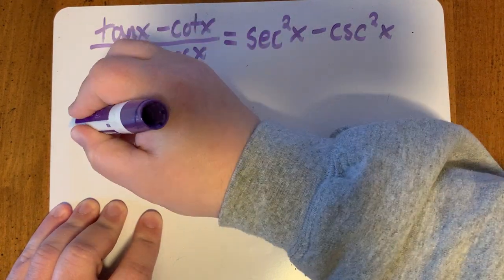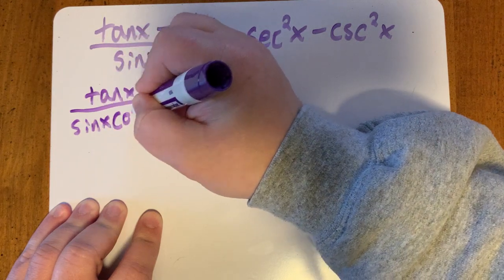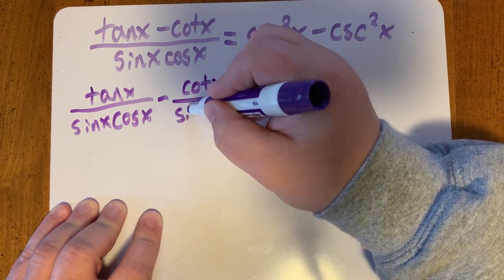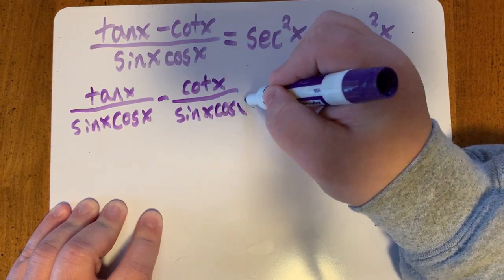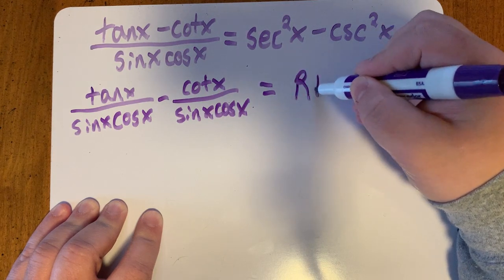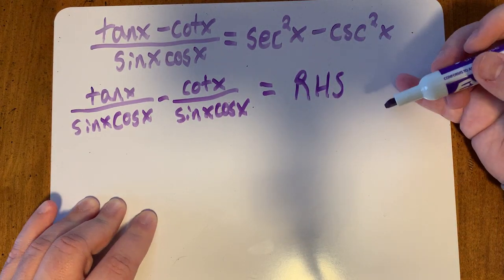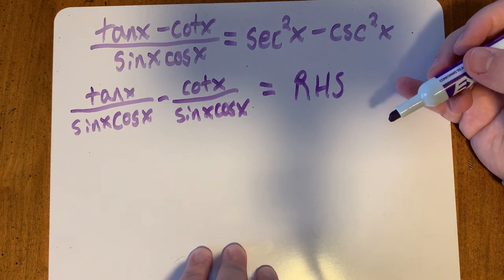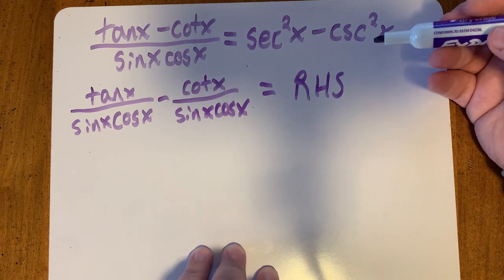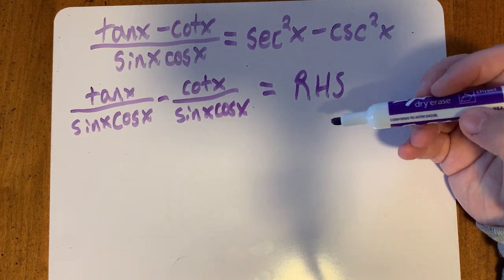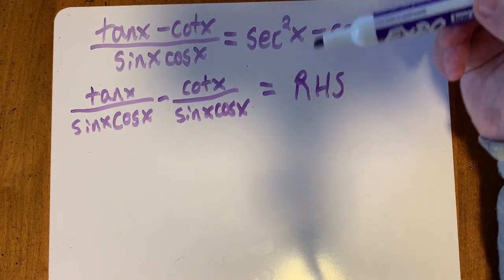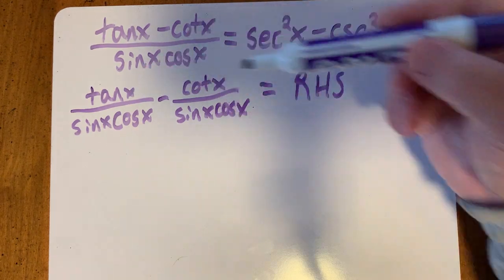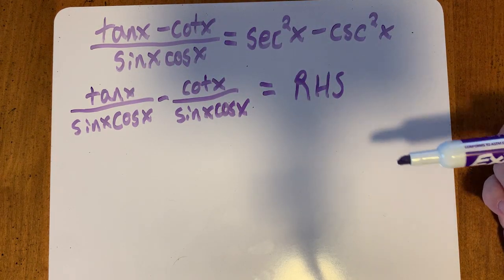Tangent of x divided by sine of x cosine of x minus cotangent of x divided by sine of x cosine of x equals the right-hand side. I don't feel like writing secant squared of x minus cosecant squared of x over and over again. You could, no one's stopping you, but three letters is a lot faster. And now we've got our difference that we want. And, well, maybe if we make this all sines and cosines, it'll help us out.